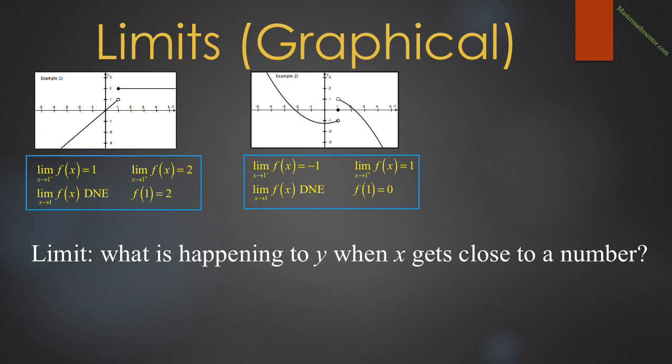Therefore, since the left-hand limit and the right-hand limit are not the same, the limit of f of x as x approaches 1 does not exist. However, f of 1 is equal to 0 because there is a point at the point (1, 0), a closed dot.